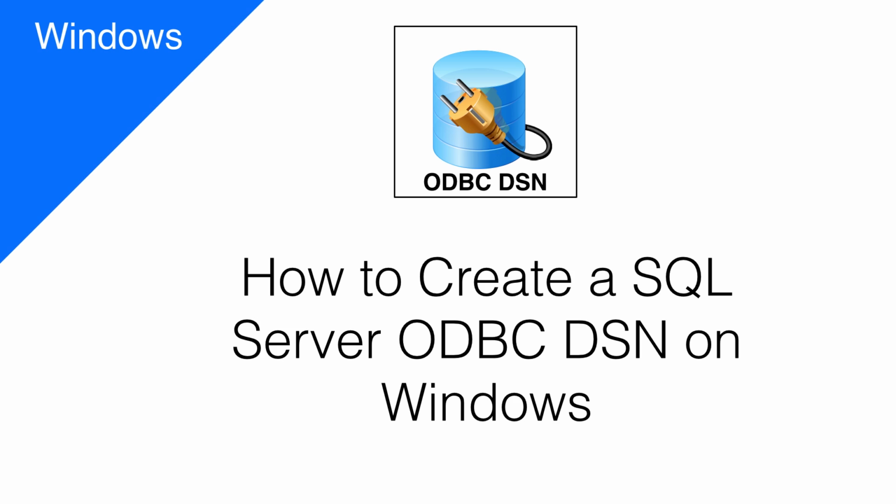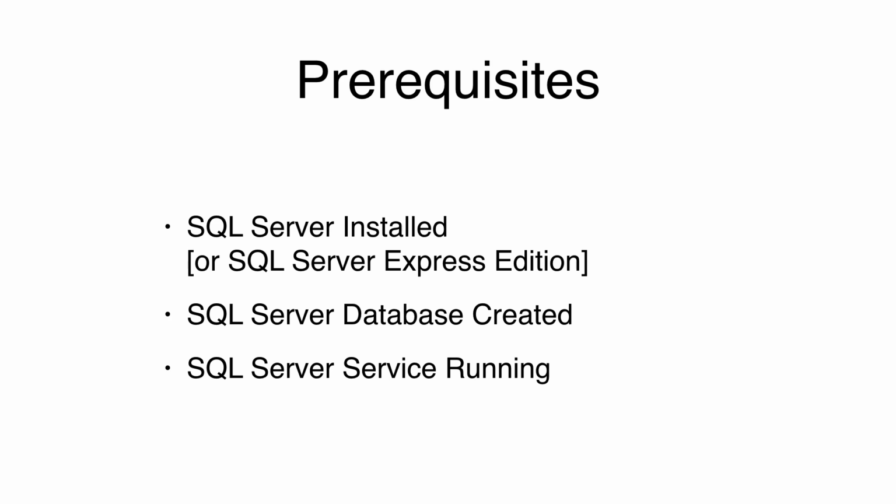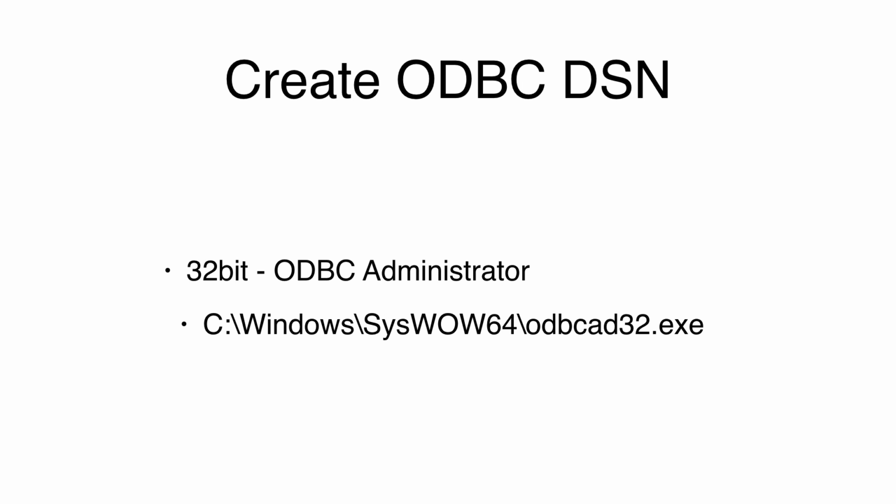FmPro Migrator connects to SQL Server databases using an ODBC connection in order to accurately transfer Unicode data. You will need to have already installed the SQL Server or SQL Server Express Edition database software. And you would need to have created a SQL Server database on the server and have the SQL Server service running.